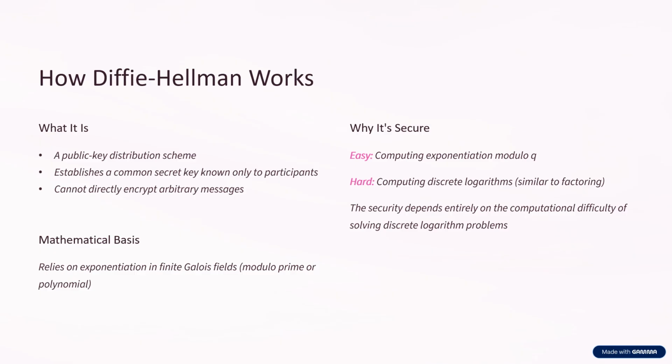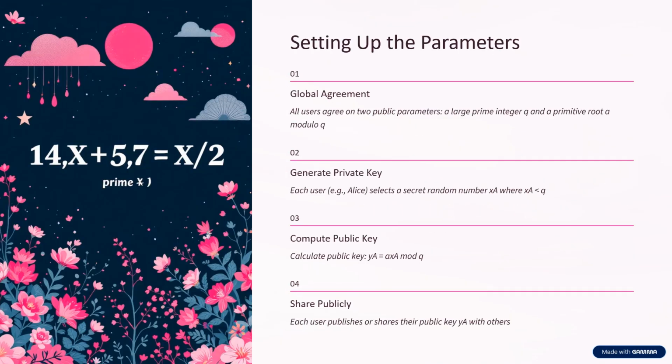The algorithm is based on mathematical operations in finite fields, especially exponentiation modulo a large prime number. Its security comes from the discrete logarithm problem. While it is easy to compute exponentiation modulo a prime number, it is extremely difficult to reverse the process and find the exponent. This computational difficulty ensures the security of the key exchange.